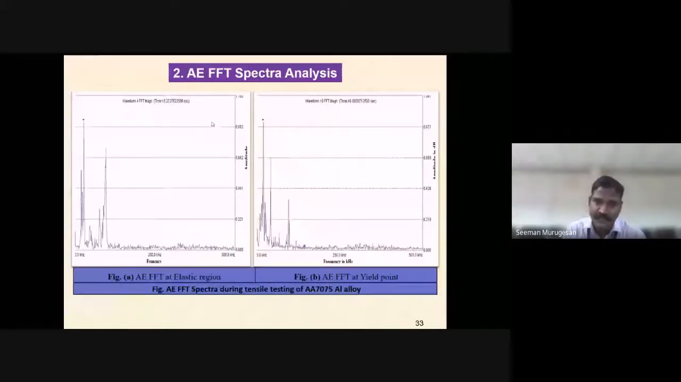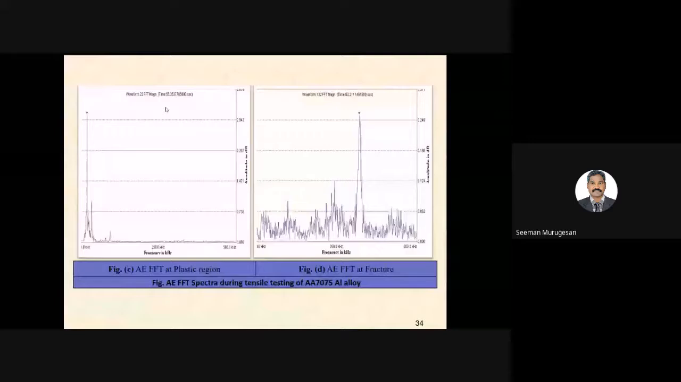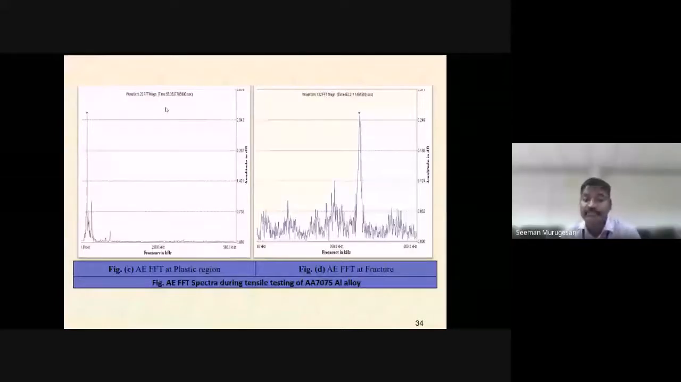The third one indicates the FFT of the plastic region. Then the last one is the FFT of the fracture. This waveform clearly indicates the different regions of the tensile testing.